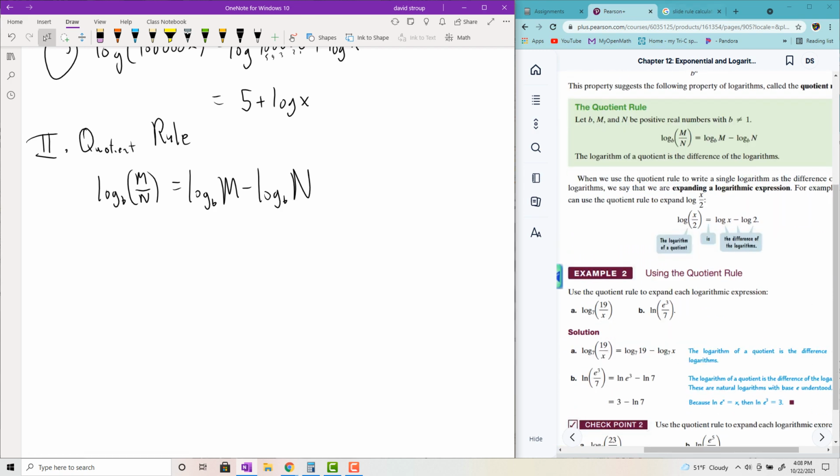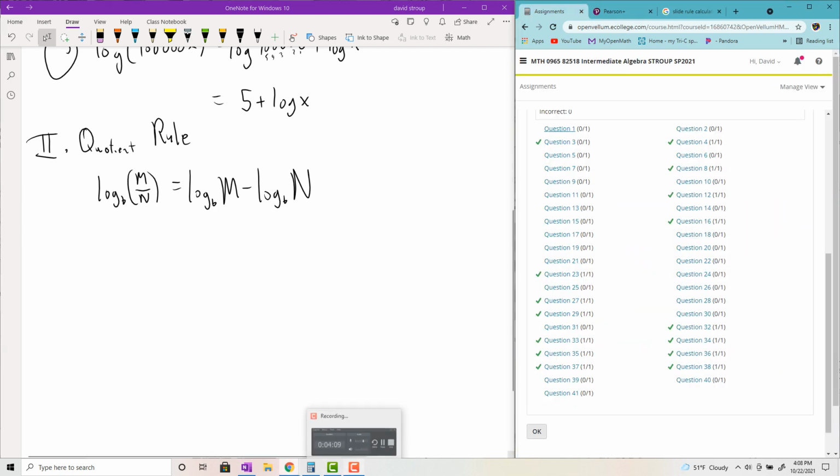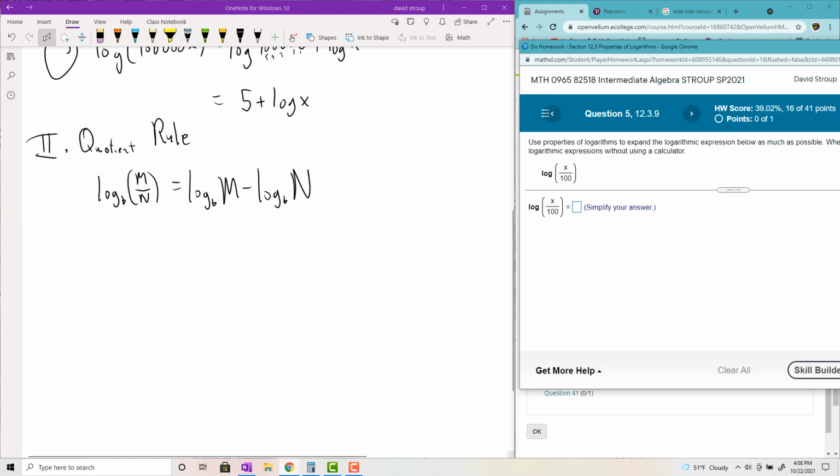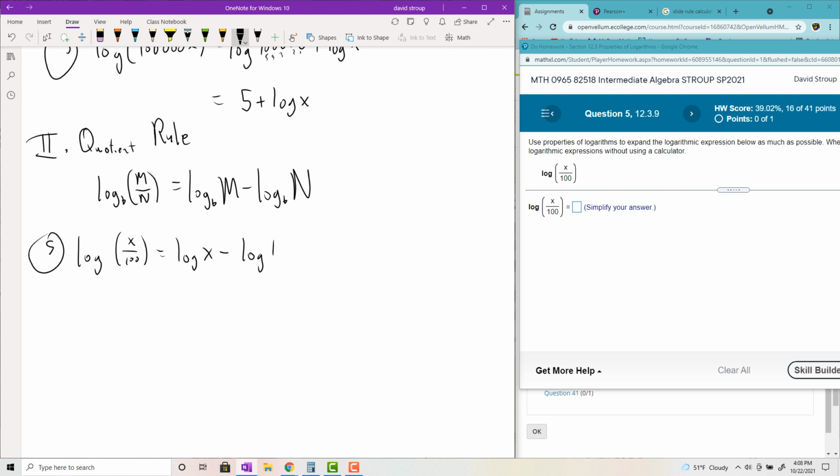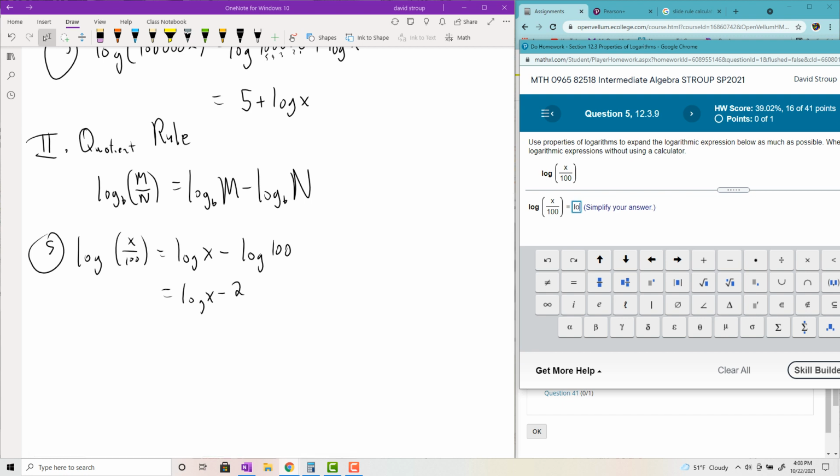All right, so let's go back to the book and look at some of these exercises. Okay, so this is number 5. We have log of x over 100. It's a common log, so we'll probably be able to simplify a log of 100. So this will be log of x minus log of 100, which will be log x minus 2. 10 to the second power is 100. I apologize. I don't know what I'm talking about sometimes. Log of x minus 2. And hopefully that will do it.